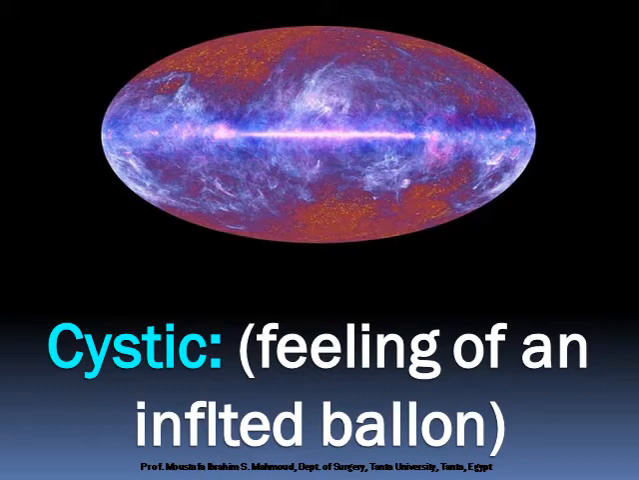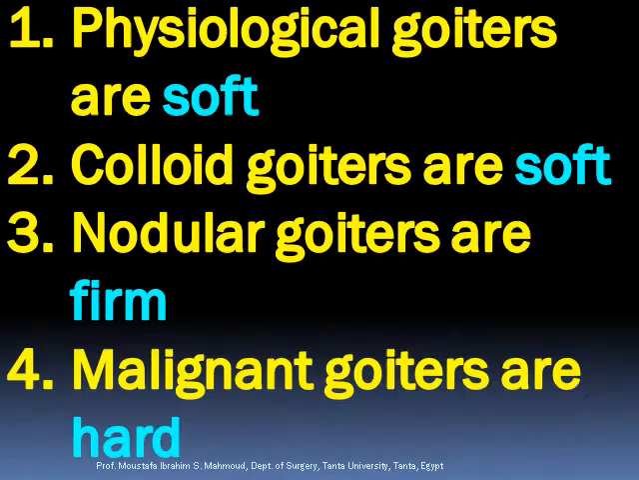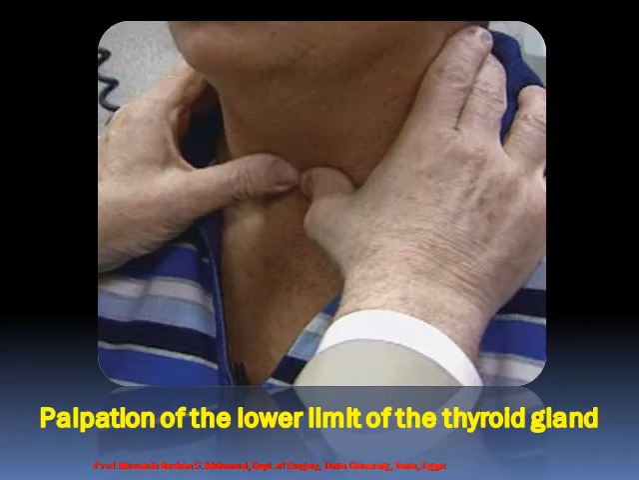Cystic-like feeling of an inflated balloon. And variable consistency or heterogeneous consistency. Physiological goiters are soft. Colloid goiters are also soft. Nodular goiters are firm, and malignant goiters are hard. Palpation of the lower limit of the thyroid gland to know whether there is retrosternal extension or not.